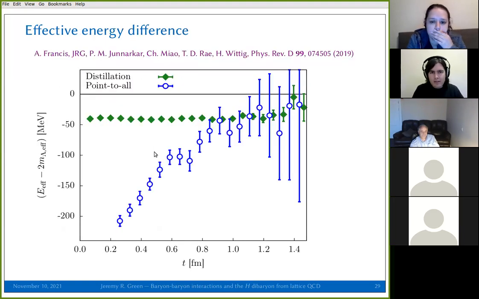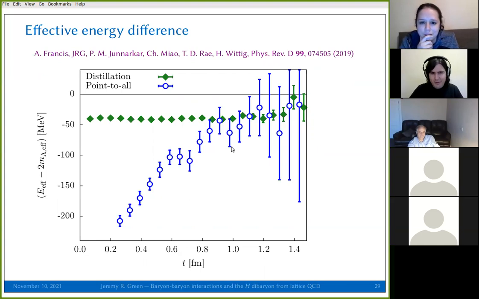So here, this is our comparison, where what I'm showing instead of the effective energy is actually the effective energy difference between the effective energy for the ground state of the H-dibaryon system minus twice the effective energy of a single baryon. Now here, distillation, it's almost too good. It's very flat. It's flat immediately. There's a lot of cancellation happening between these two terms. But it's also much more precise.